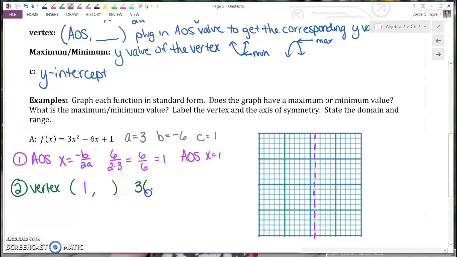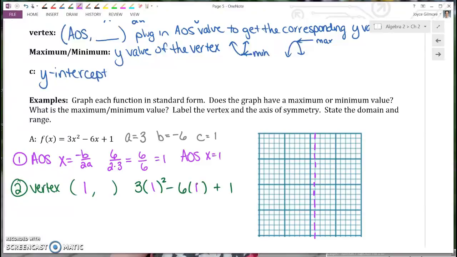So 3 parentheses squared minus 6 parentheses plus 1. I put parentheses directly around wherever the x is, because then you stick that 1 in there and plug the whole thing into your calculator. If you know that you aren't very good at PEMDAS, you really should just plug this into your calculator. So 3(1)² minus 6(1) plus 1.